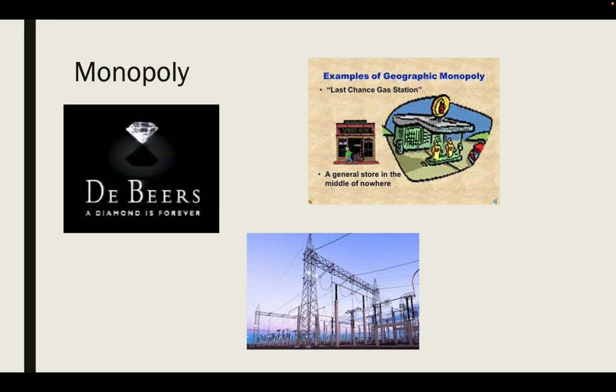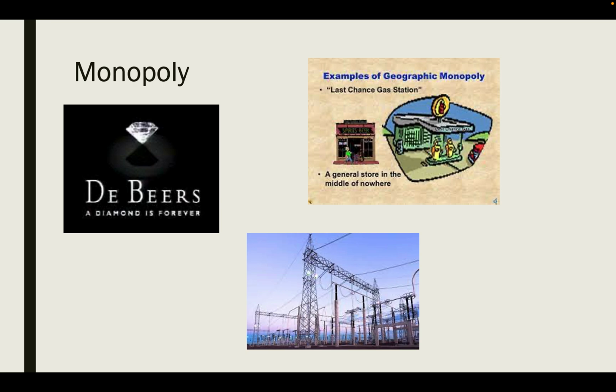And typically it's because there are very high costs, or these companies have some sort of patent or a copyright on a particular item. And so in the case of a monopoly, there are other places to get diamonds, but like 80 to 90% of the diamonds that are sold in the individual stores here in the United States, and I know there are a lot of different jewelry companies, but they all get their diamonds from De Beers.